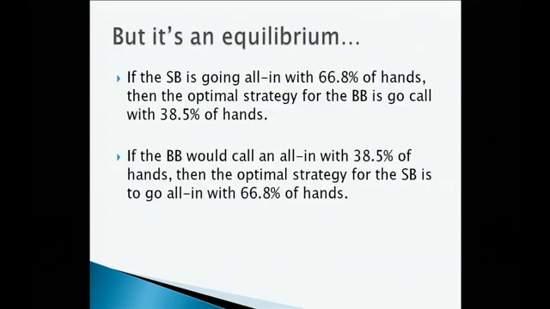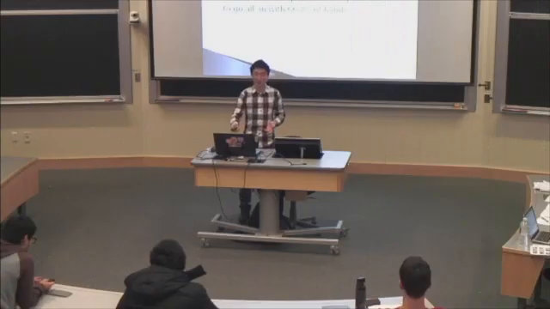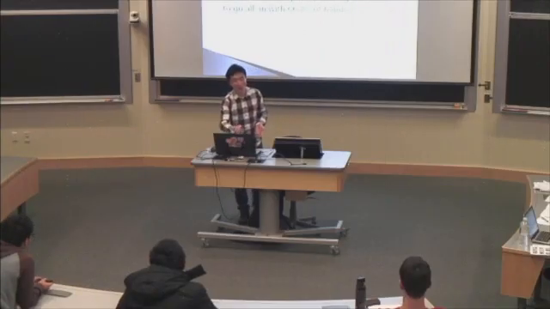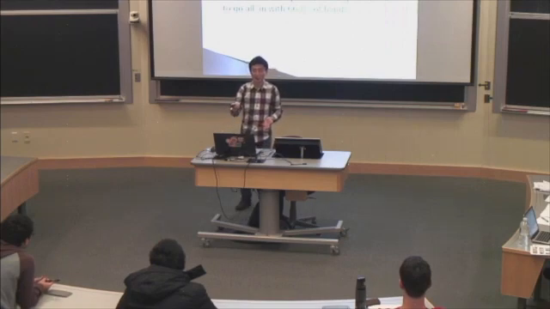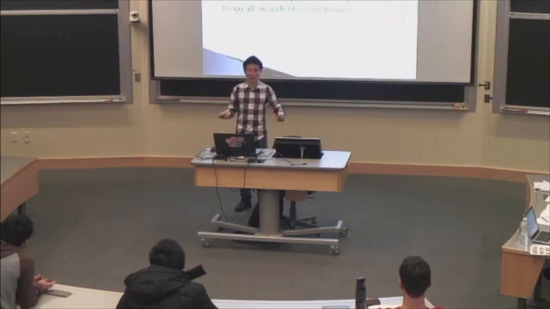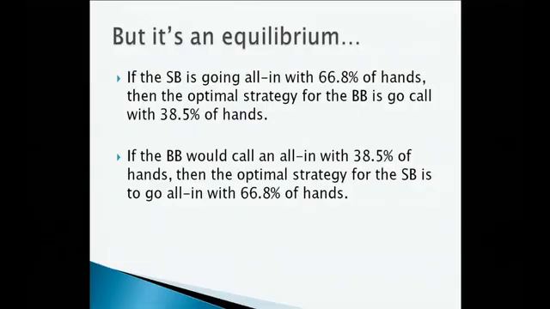Okay. But what's good about the Nash equilibrium strategy is you can't be exploited, no matter what they do. The reason why this is called the convergence point is because if the small blind is shoving 66.8%, the best for the big blind to do against that is 38.5%. And the best to shove against a 38.5% calling range is 66.8. So it essentially converges. That's why it's called an equilibrium.